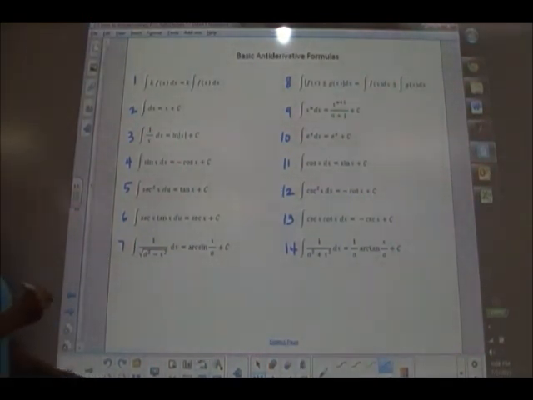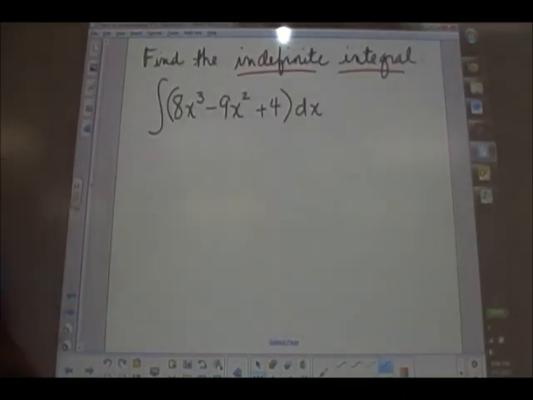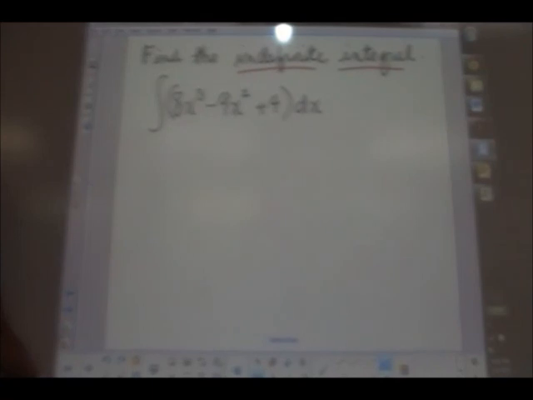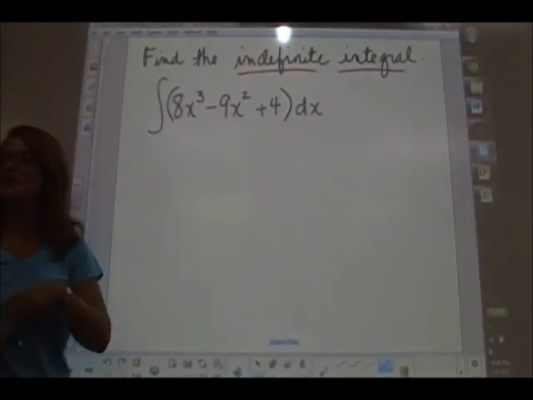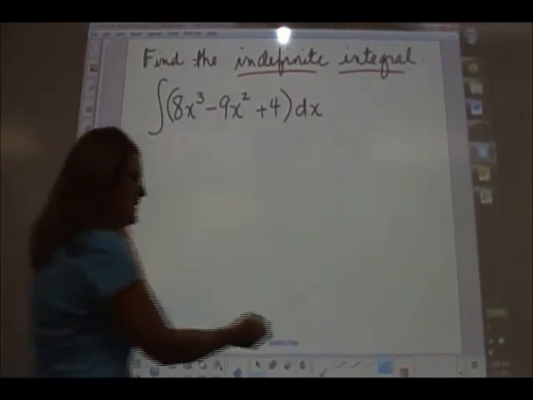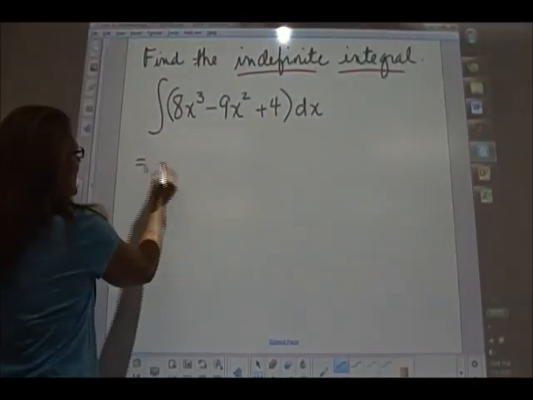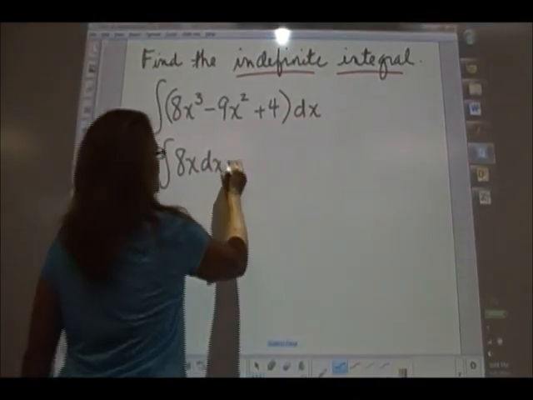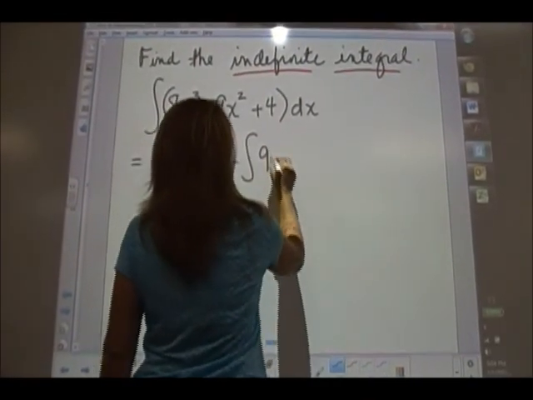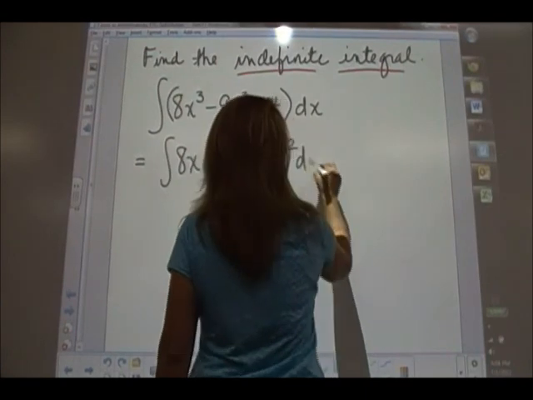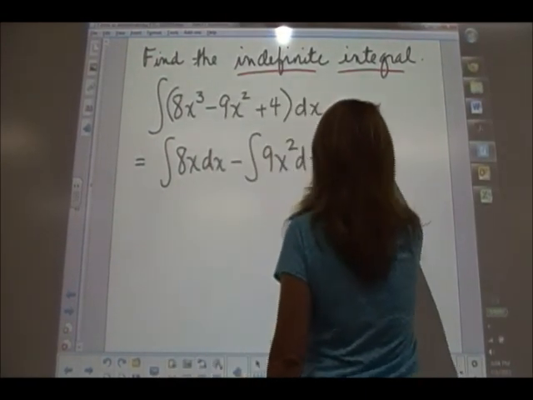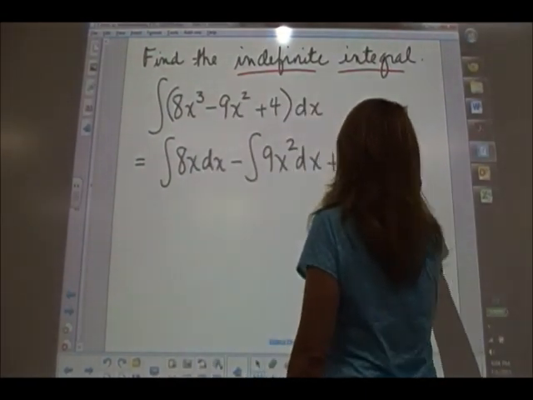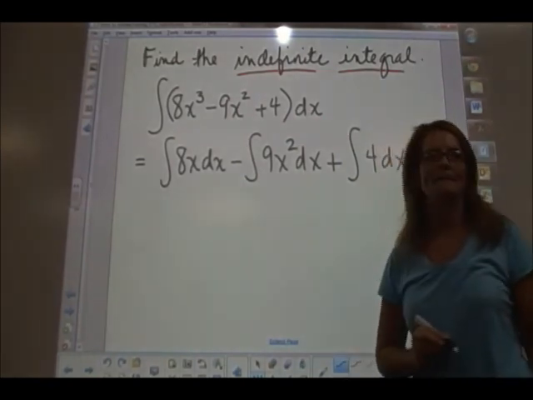Number 8. Why did you choose 8? It's a bunch of terms being added and subtracted. So he sees subtraction and addition. Everybody see it? So that means that I can use rule number 8 to split this up into multiple integrals. Okay? Got it.